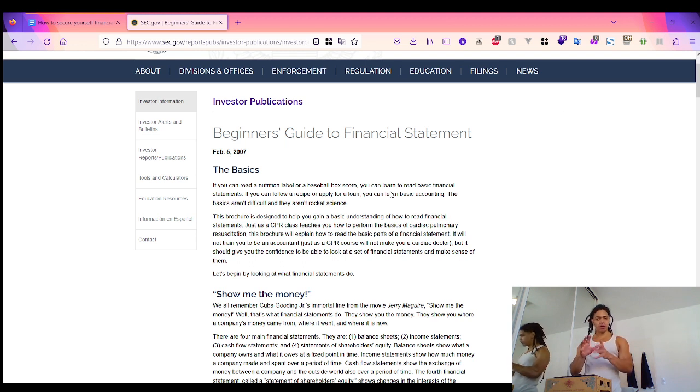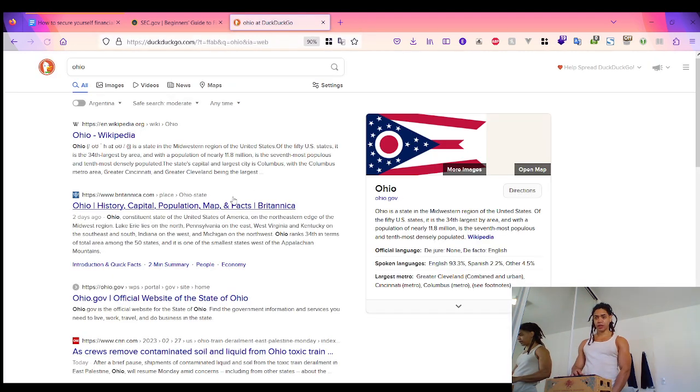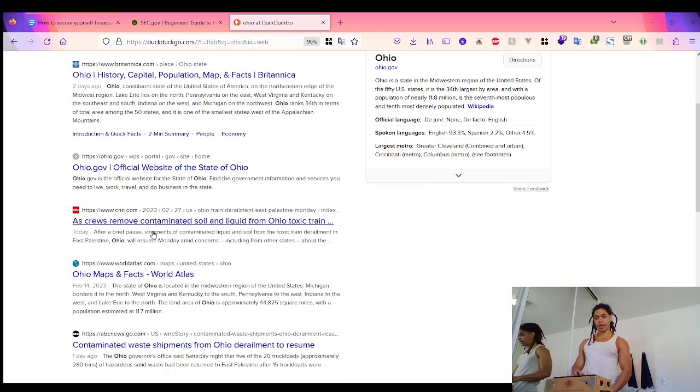In liabilities, this is the money that a company owes to others. They typically include money a company owes to its suppliers, money borrowed from a bank to produce a product or service, the rent to use a building, the payroll a company owes its employees, and environmental cleanup costs, something that happened recently with the Ohio railroad, if I recall correctly, where crews removed contaminated soil and liquid from the Ohio toxic train.